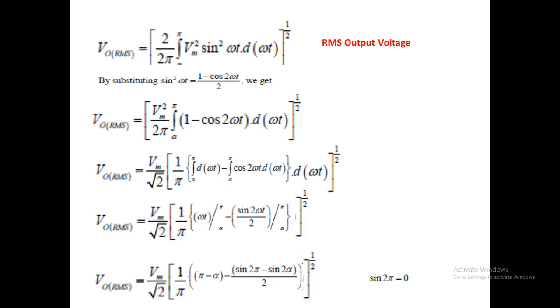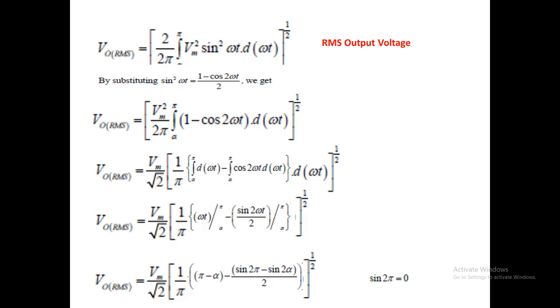So the Vm sin omega t has to be squared, that is Vm square sin square omega t, and after that we have to take the square root, that is to the power of 1 by 2. For integrating sin square omega t, we write sin square omega t as (1 minus cos 2 omega t) by 2. So this expression becomes the second expression, that is Vm square, it is a constant term, so we can take it outside.